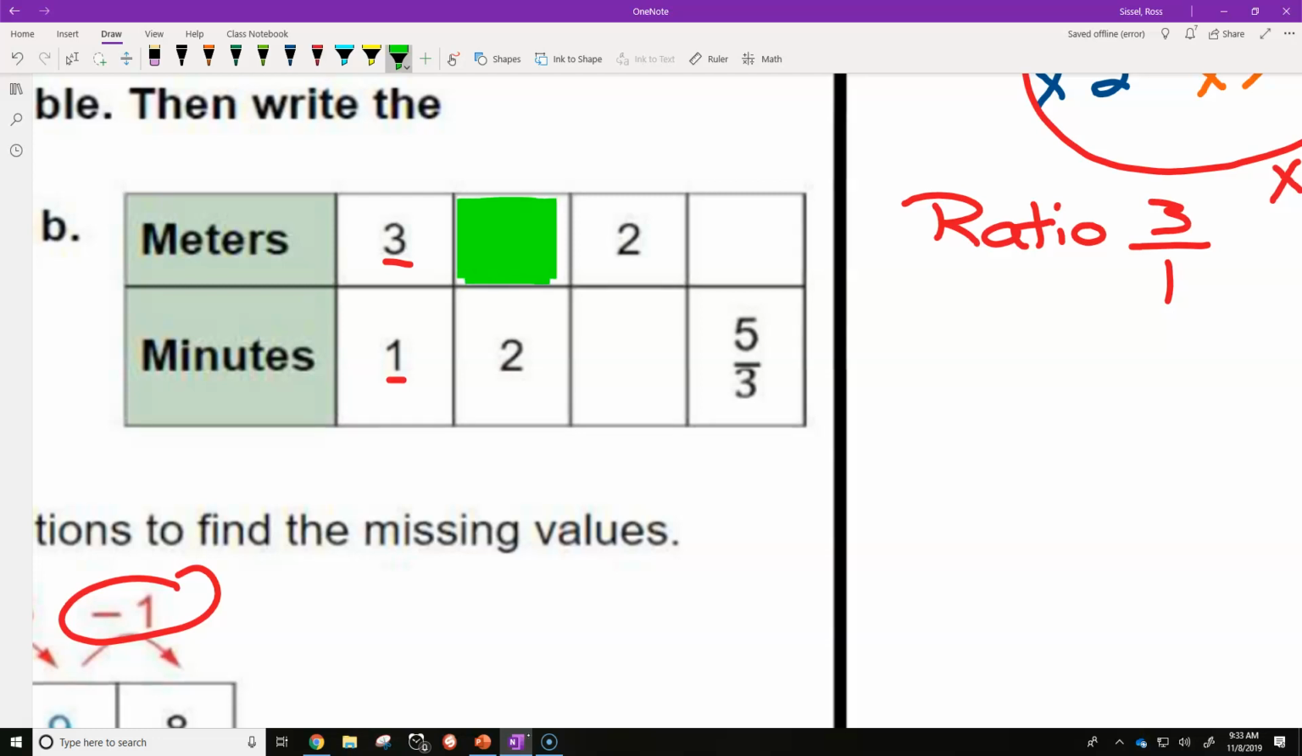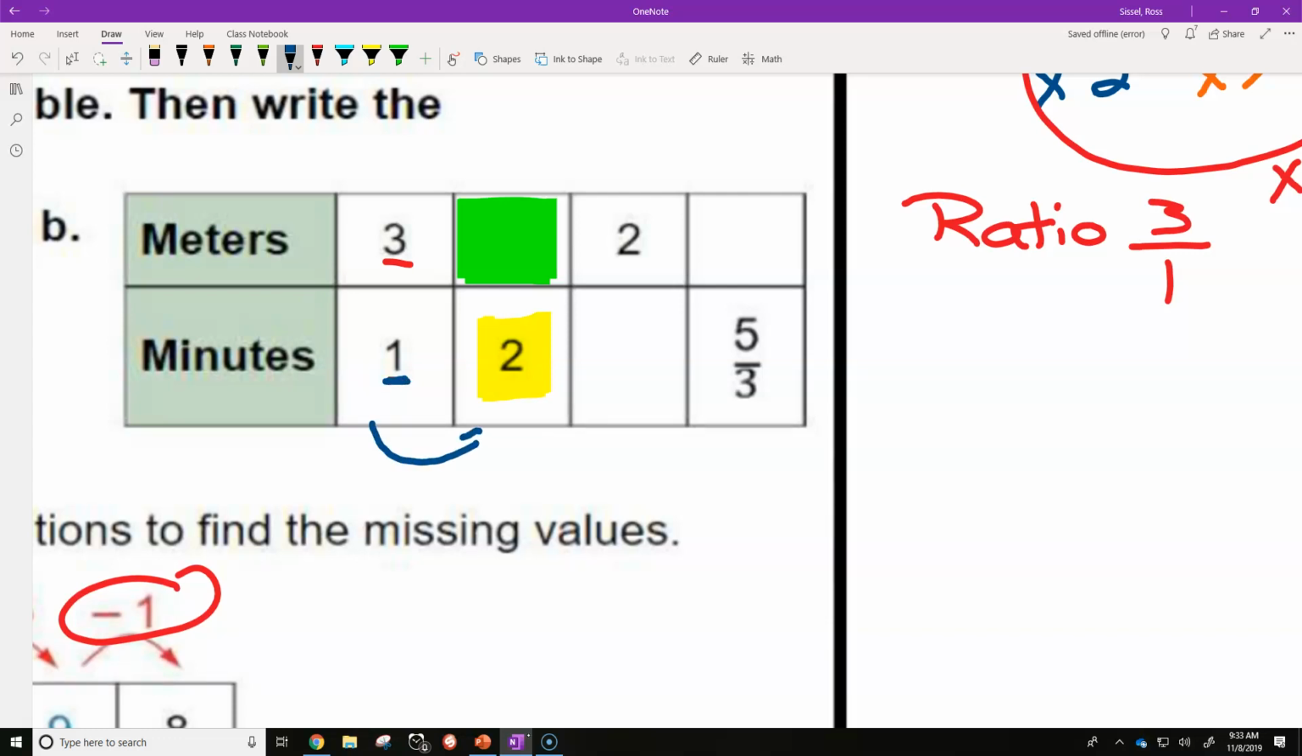I do not know this answer. This is the process I use. Hopefully you're doing this in your notes. I don't know this one, but I know its partner. So what you say is, hey, I know its partner, so I've got to find anything in minutes that has a partner as well. Like, I can't use 5/3. Why? Because it's blank up there. So I'm going to use this 1.